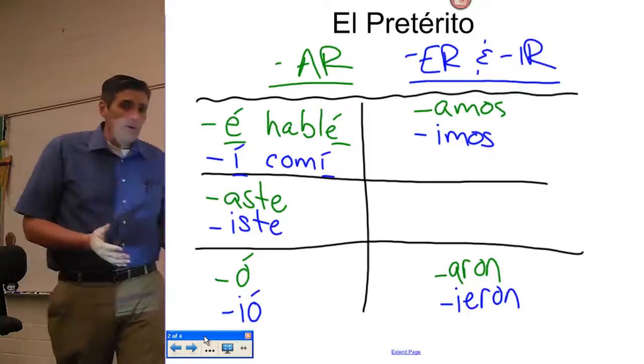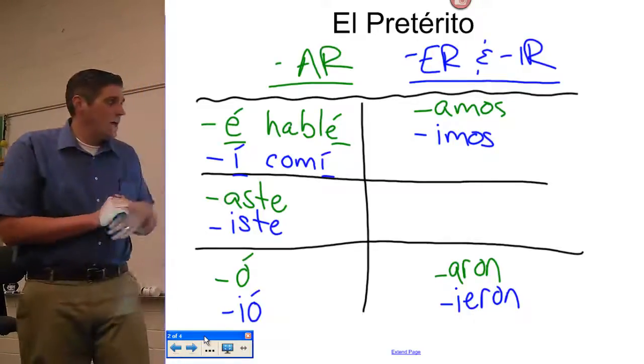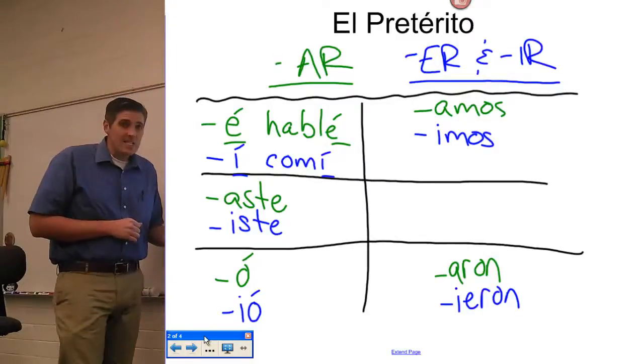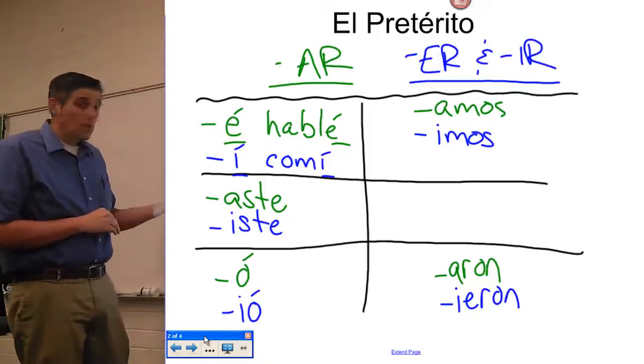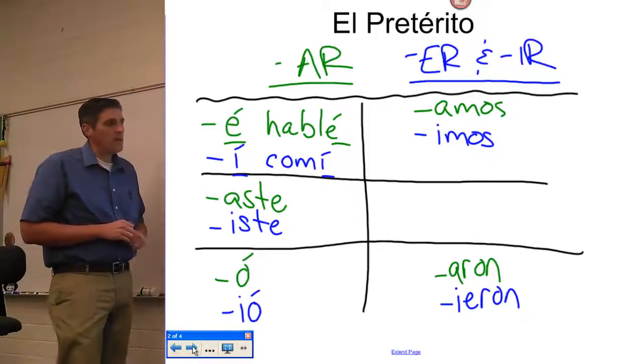Okay, that should be review. I'm not going to spend a lot of time on it. I just wanted to remind you real quick what those were. Ellos jugaron. Nosotros comimos. Él se divirtió. Tú compraste la ropa. Okay, so those are our preterites.